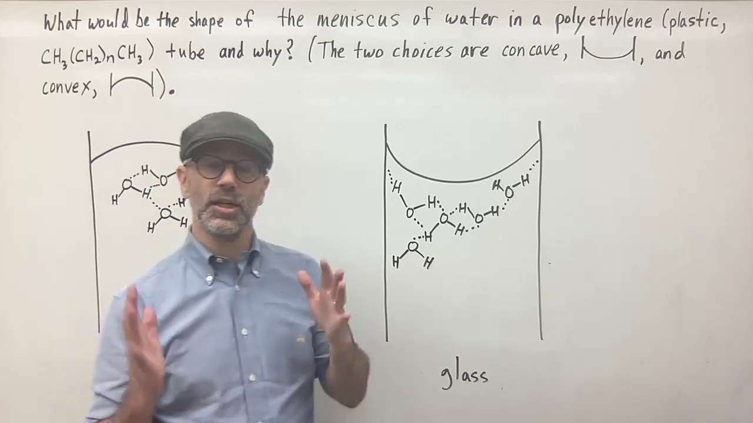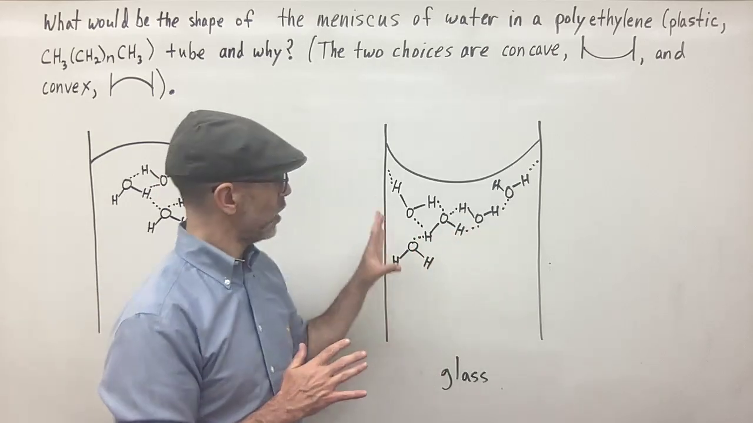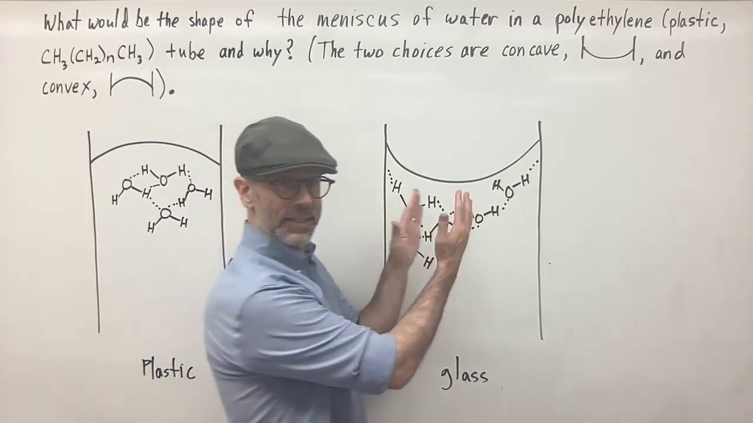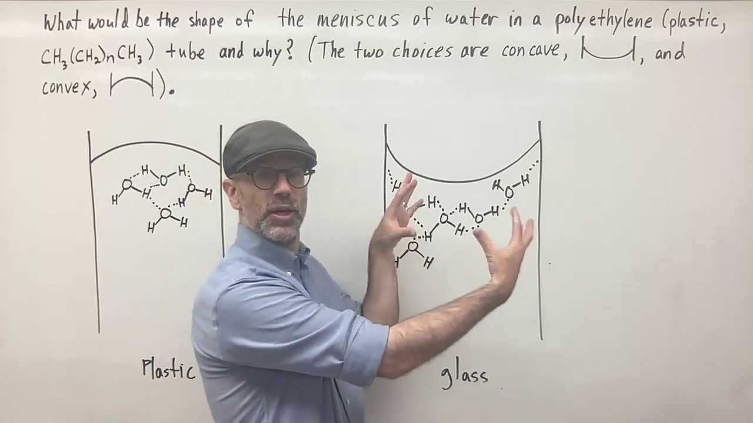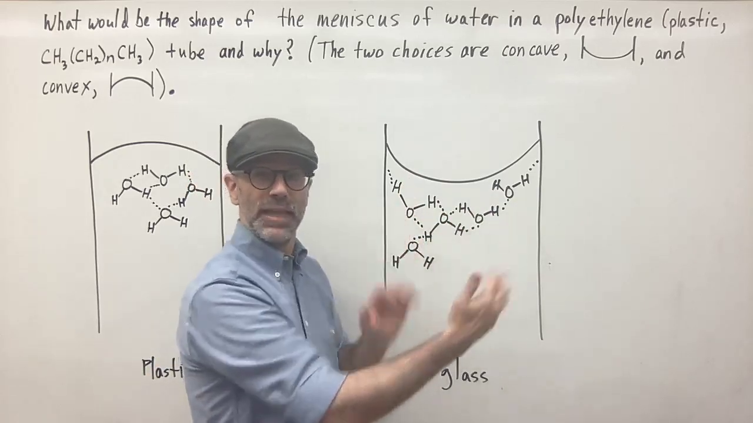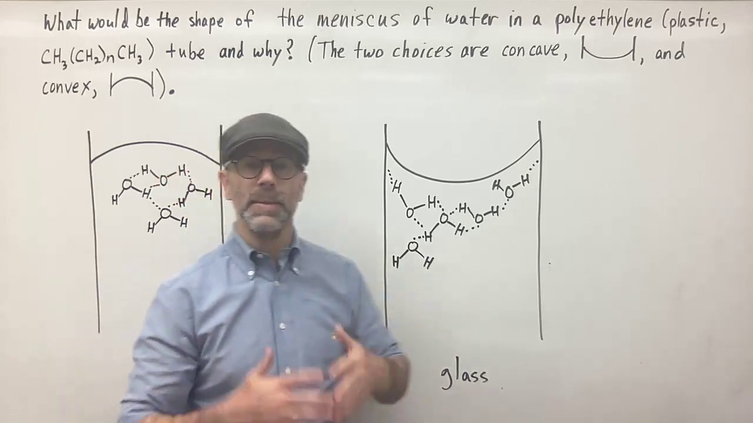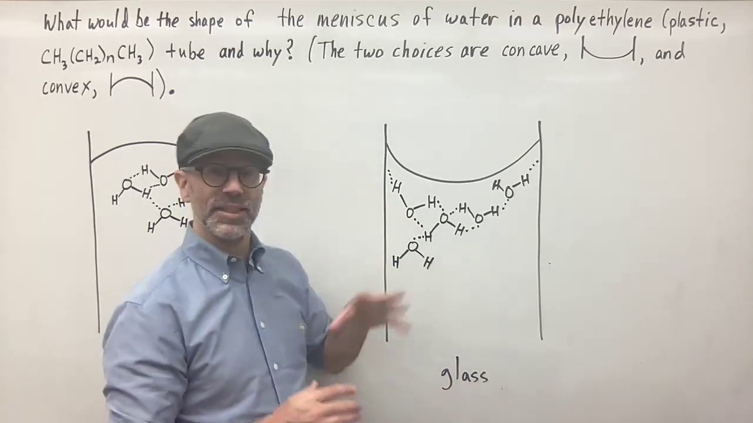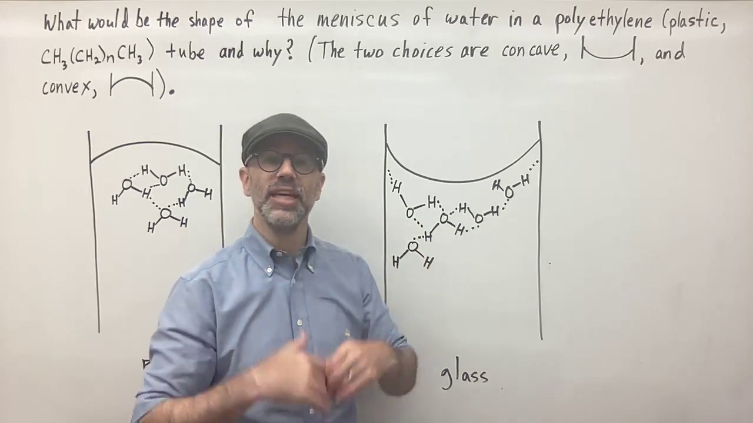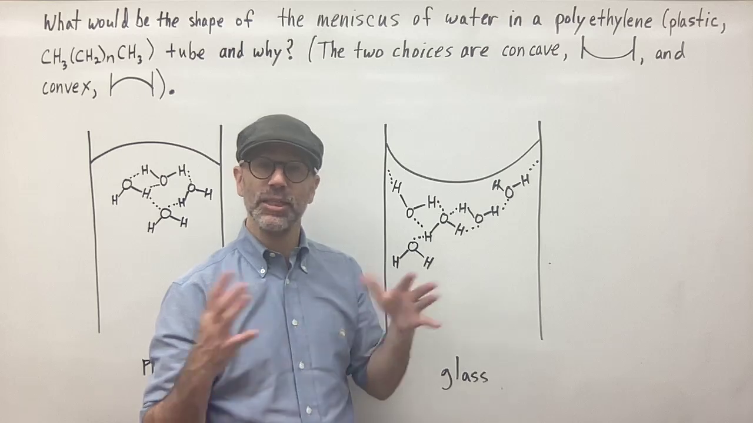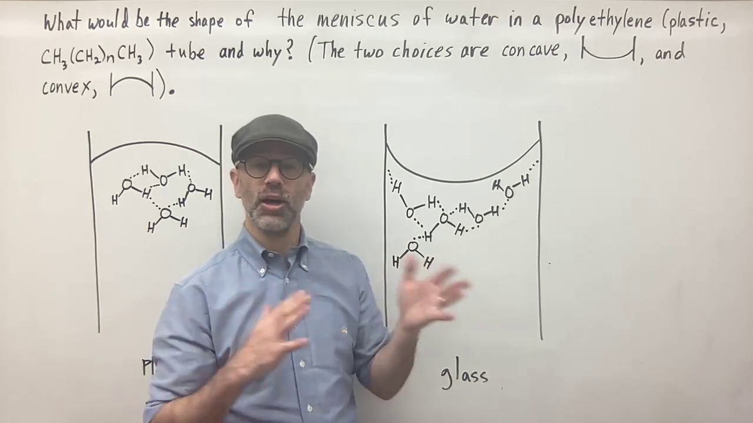So again, it's going to be a balance of the adhesive forces, where the particles are attracted to the surface of the tubing, versus the cohesive forces, where the particles are attracted to each other, and what that balance is. So depending on what substance you have in the tubing, and depending on what material the tubing is, it's all about a balance of the intermolecular forces that are at play between the molecules themselves and the tubing, and which one is going to be stronger than the other.